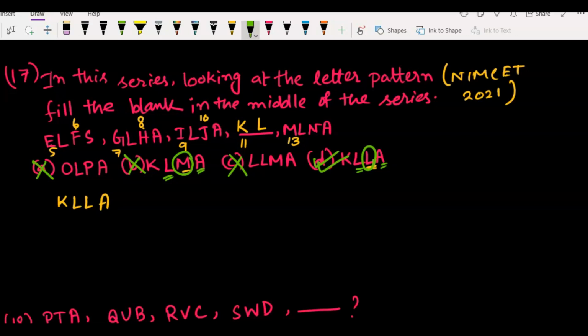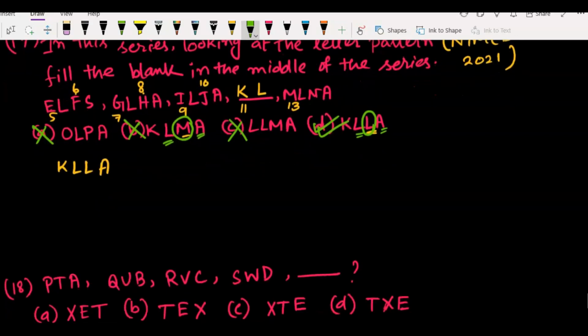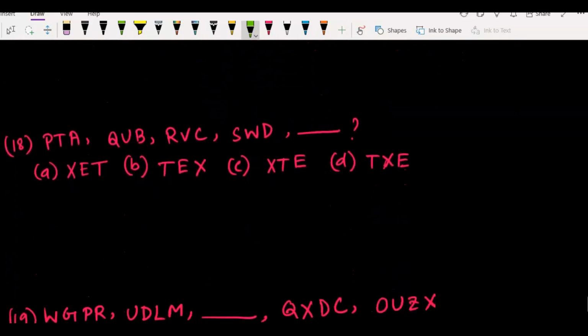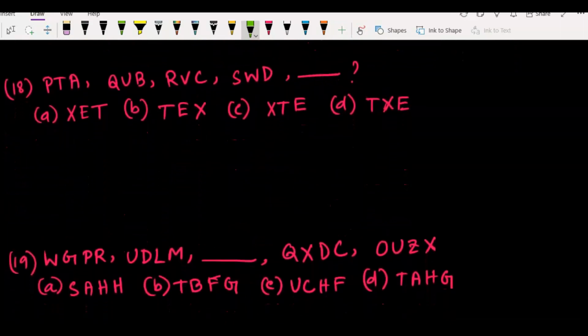So in this way, by eliminating the options, we did this. We didn't solve the whole problem. Next we have PTA, Q, UB, RDX, SWD, and now we have to tell the next. P, Q, R, S, then we have T. So P is 16, Q is 17, R is 18, S is 19, then we will have 20. So 20 is T. Then we have T, U, V, W, then we have X.